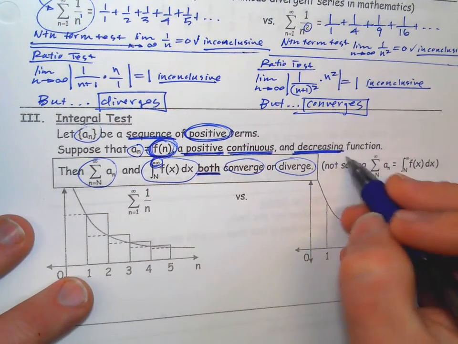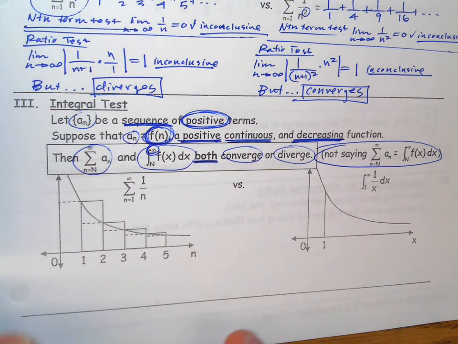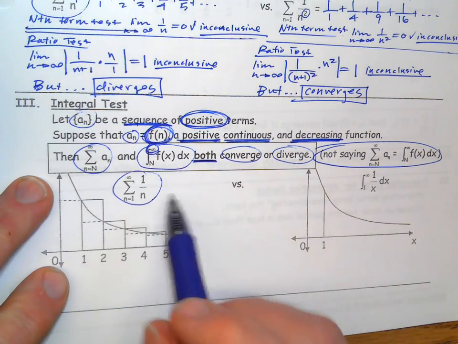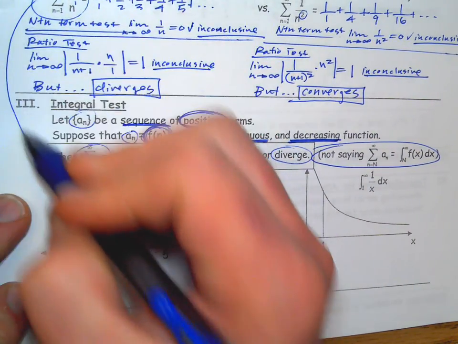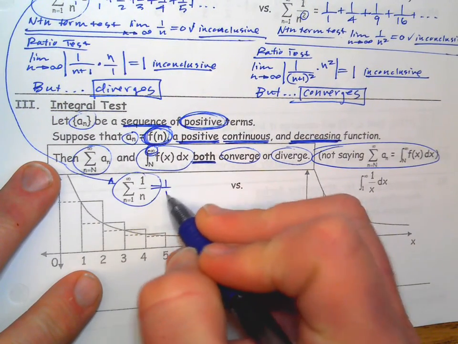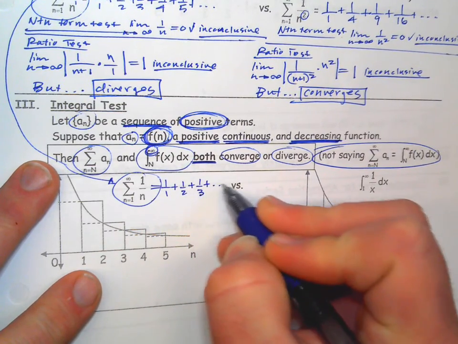Now we're not saying that they equal each other. They definitely don't equal each other, but they both have this same behavior. So here's a way to help prove to you how it works, okay? So let's take this series up here. This is the harmonic series, right? So we're going to use the harmonic series. Now, harmonic series, the terms are 1 over 1 plus 1 over 2 plus 1 over 3, and on and on and on.